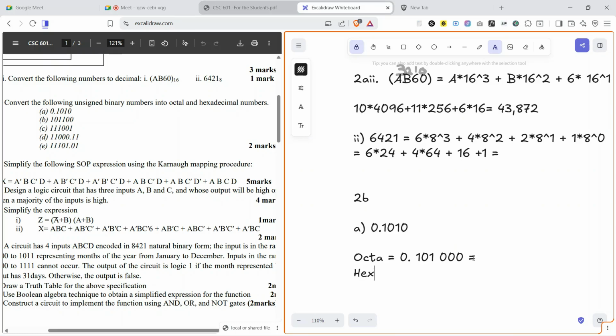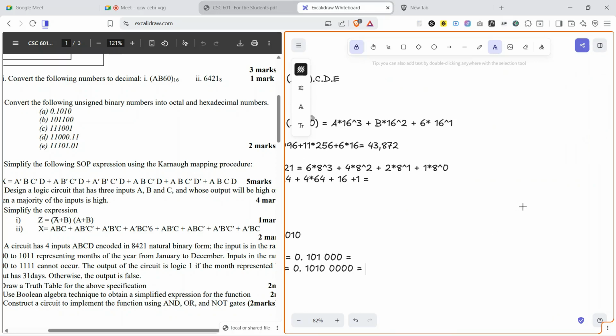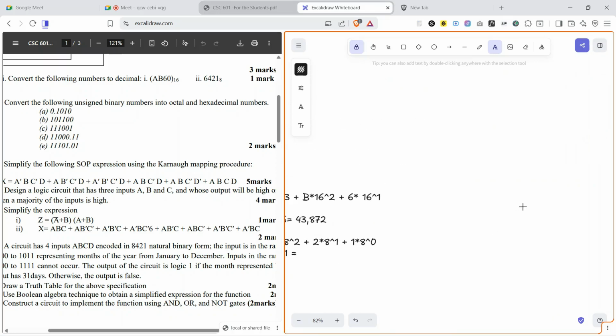Then for the hexadecimal, it is in place of 4. So you divide it into 4 each. So this is going to be 0101, then 0000. So to get your hexadecimal, before we do this, let's represent all the numbers in binary and hexadecimal.